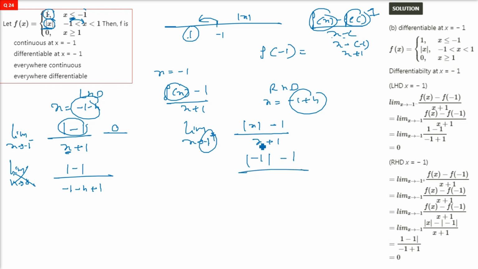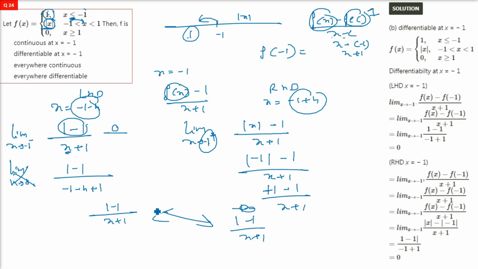So modulus x will be modulus of -1 times x plus 1. I am not replacing it by -1 plus h. So you will get modulus of -1 is 1, 1 minus 1 by x plus 1. So here, I am not replacing it by h. So it is -1, 1 minus 1 by x plus 1. And in the right hand limit also you have 1 minus 1 by x plus 1.